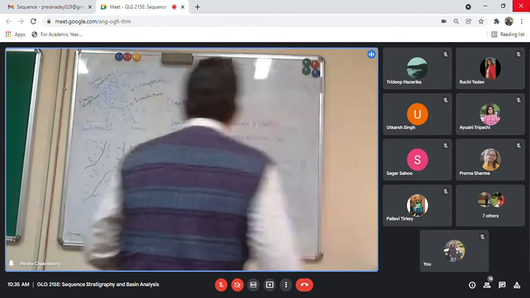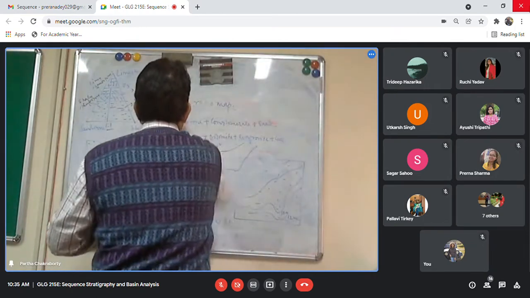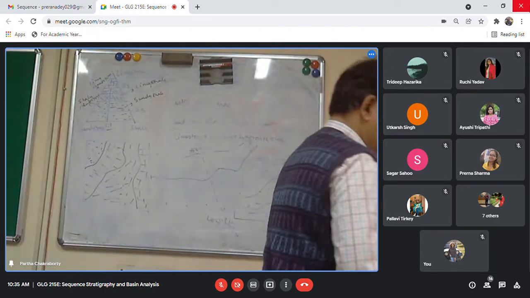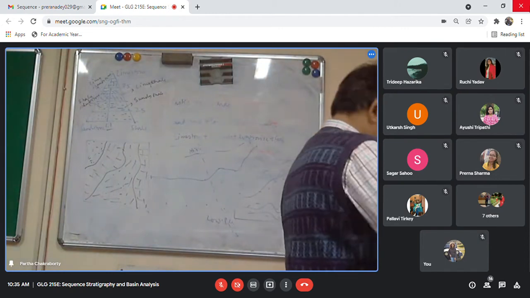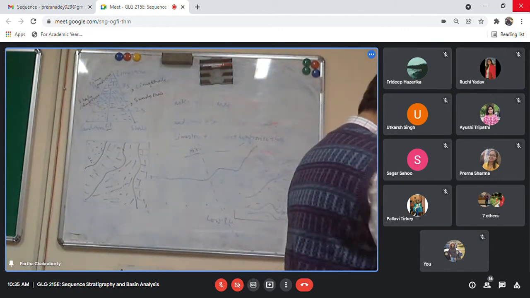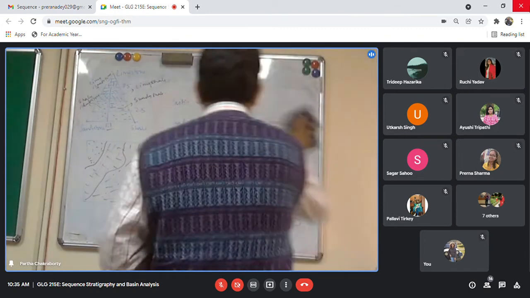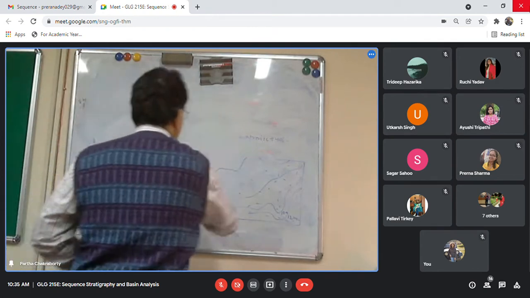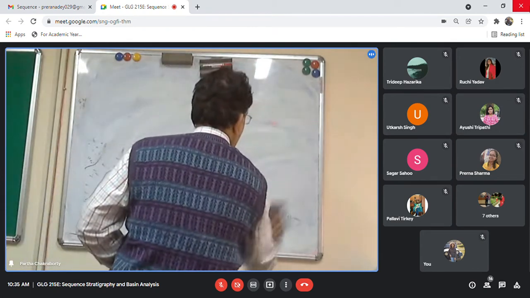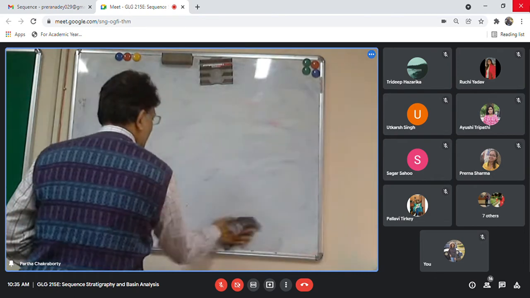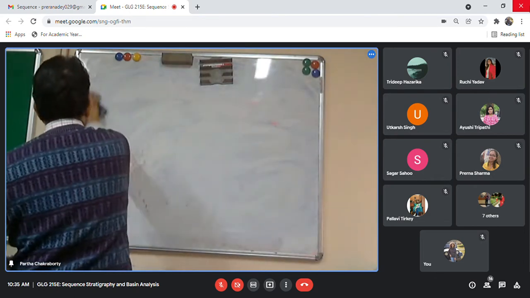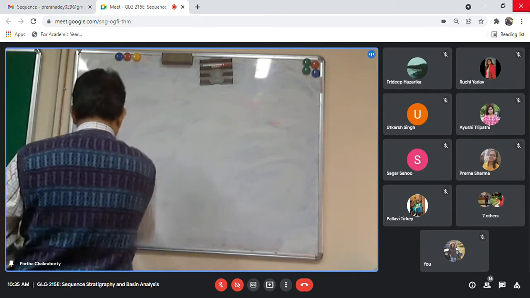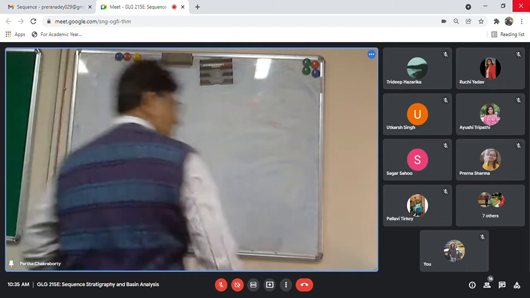Then we come to the stratigraphic cross section. From the stratigraphic cross section, we try to understand the lithological relationship, the lithological relationship in space-time frame. In the space-time frame, what we basically refer to as the Penn's diagram.